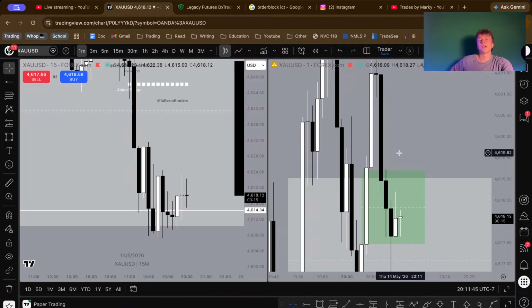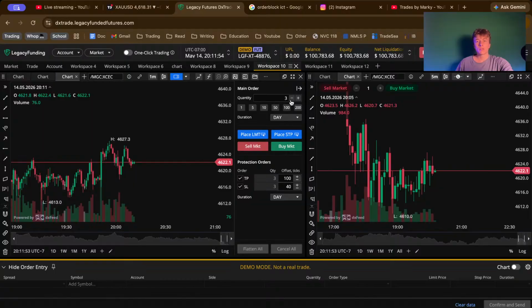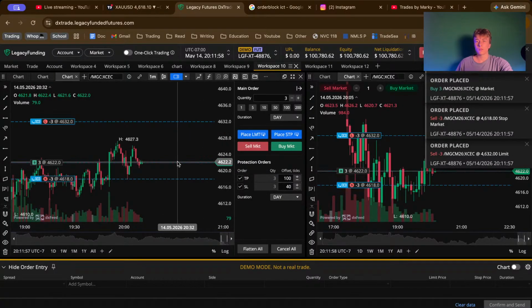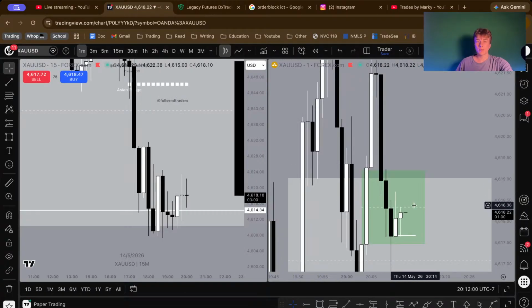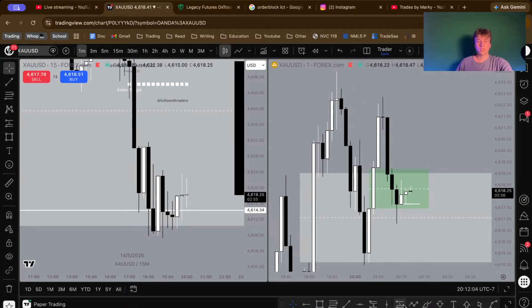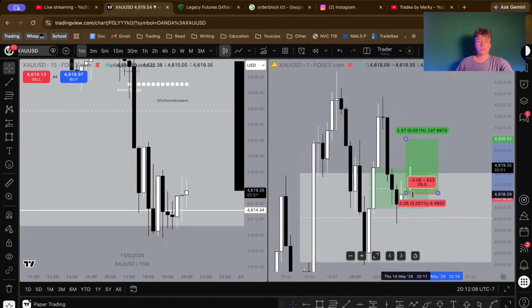I kind of like what it's looking like right now. We just took out this little no wick right here on the bottom. Alright guys, I'm going to enter with 3 micros. Boom. 3 micros has been placed. I took a buy because we're respecting this range and I'm expecting it to leave. 40 micro stop loss again, so that's going to be from 4618.14 to 4614.4.